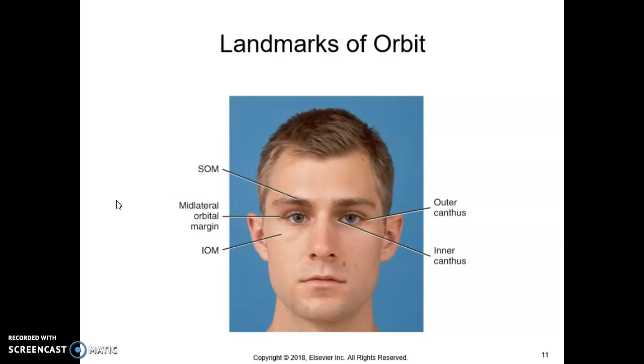And then you have the midlateral orbital margin on the side as well. So, again, the midlateral orbital margin and the outer canthus, basically kind of the same thing. But again, we also have the superior and inferior orbital margins as well.